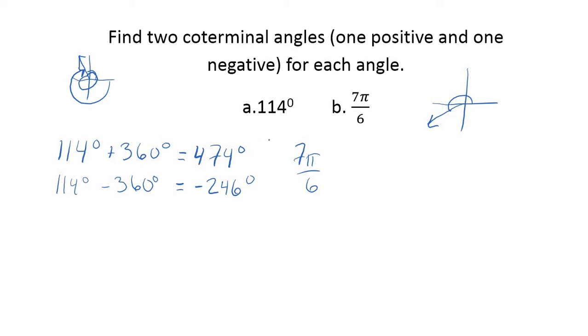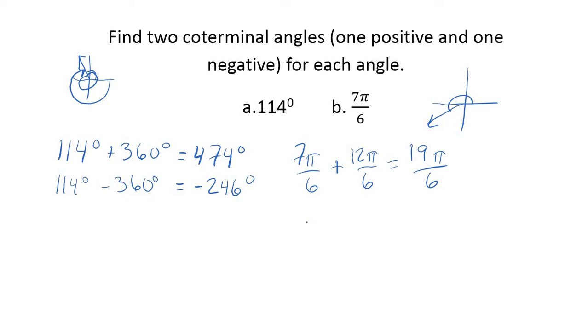So we want something coterminal with that. Well, very similar, just add 2 pi to it. Now I'm going to write 2 pi this way to make it easier to picture. 2 pi would be 12 pi over 6. I did 6 to make my denominators the same. So 7 plus 12, so we get 19 pi over 6. There would be a positive coterminal angle with 7 pi over 6.